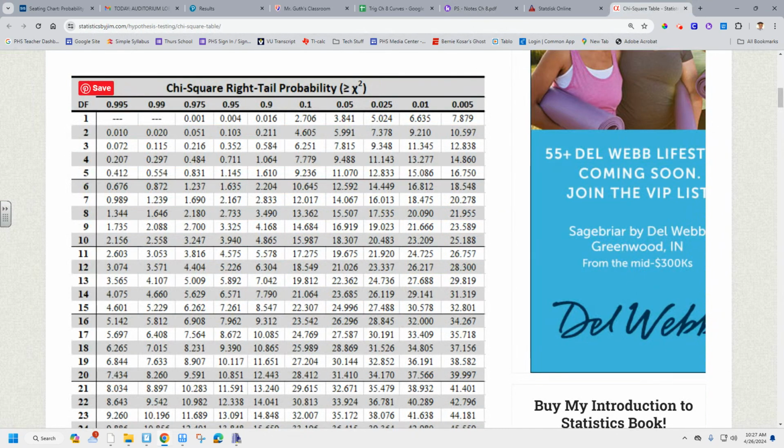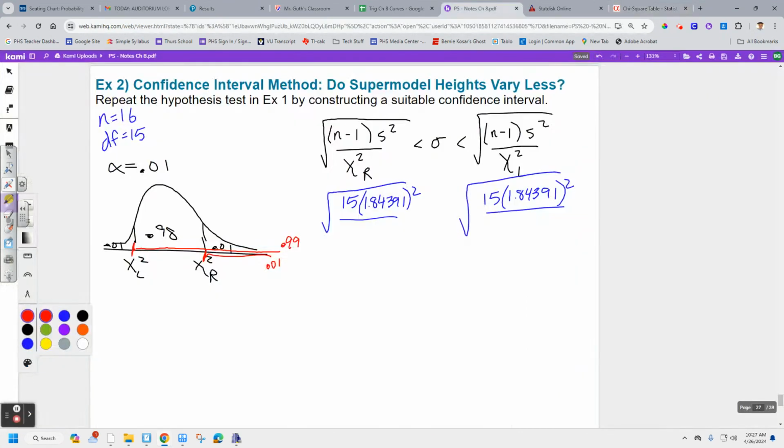So we match up our degrees of freedom with the, let's see, where are we at here? Can I mark on this? 15 degrees of freedom. Nope, can't mark on it. And 0.99 would be here. See that number? 5.229. And 0.01 would be way over here, this 30.578. So we got those two numbers that we're looking at from that table.